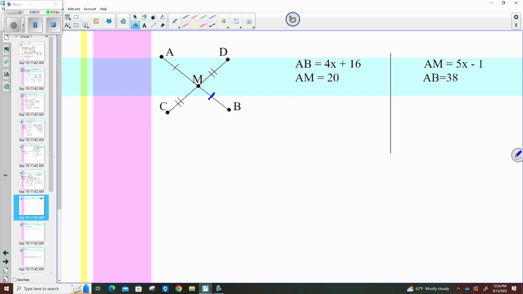Yes, tick marks show me they are congruent. If the tick marks show me congruent, then I can say it's a midpoint. I can't just assume 2 lines cross in the middle. You've got to see the markings. All right, so now I'm back to these actual things. We have AB is 4x plus 16, and AM is 20.